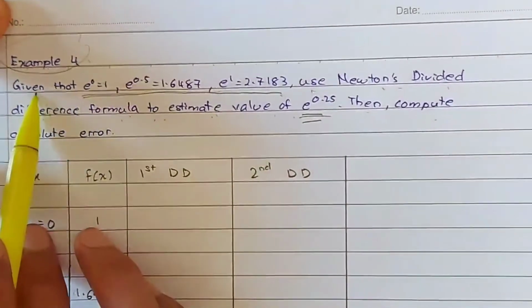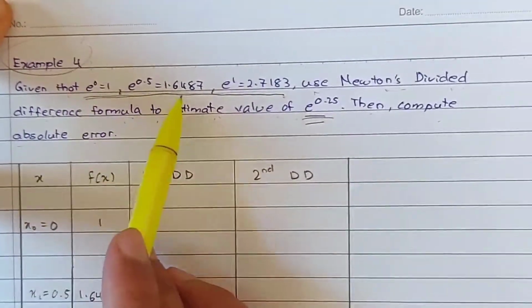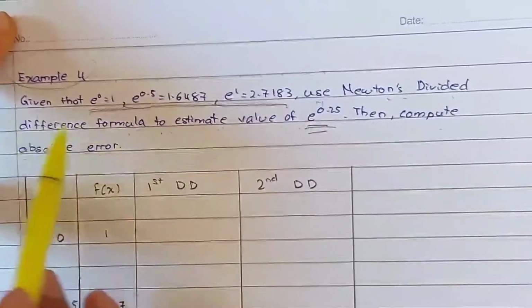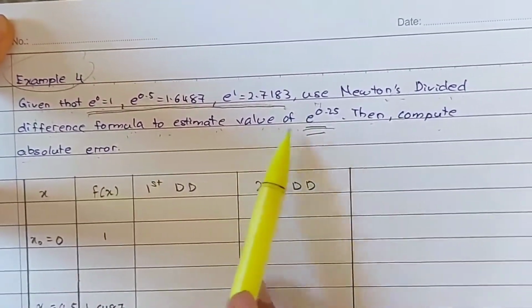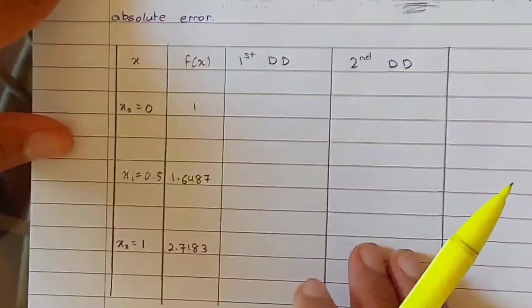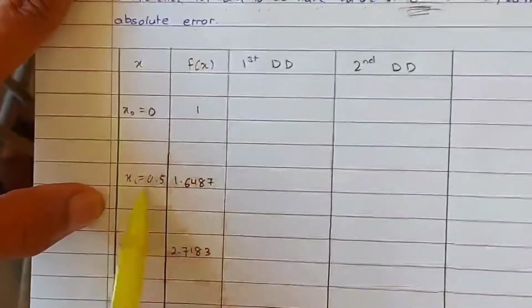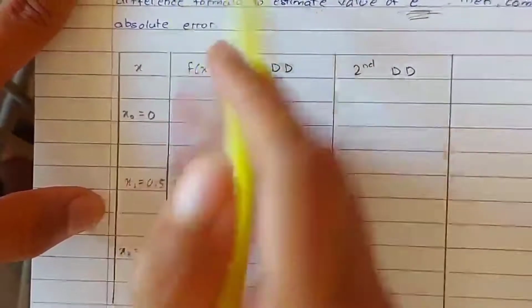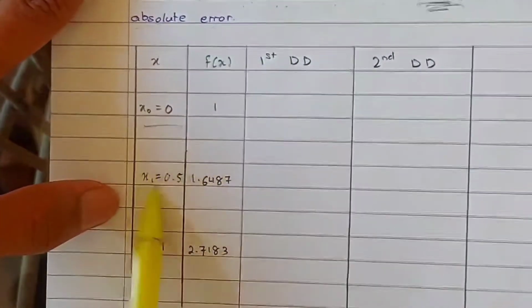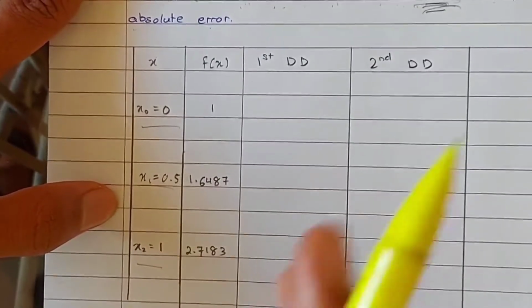For example 4, three sets of data were given, and we need to use Newton's divided difference formula to estimate the value of e power of 0.25. Then compute the absolute error. The first step is to make a table which consists of x, function of x, first DD and second DD.